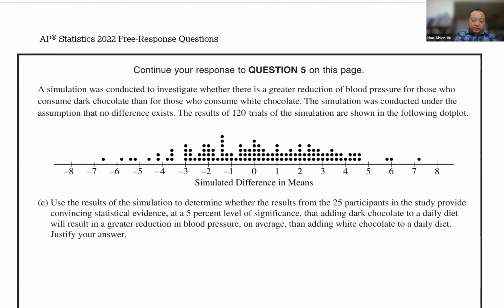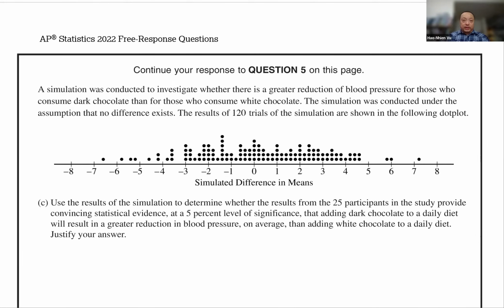A simulation was conducted to investigate whether there is a greater reduction of blood pressure from those who consume dark chocolate than for those who consume white chocolate. The simulation was conducted under the assumption that no difference exists. The results of 120 trials of the simulation are shown in the following dot plot.